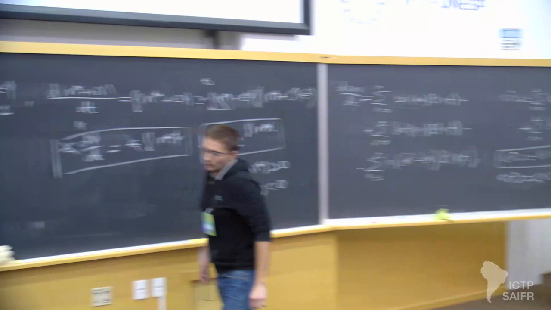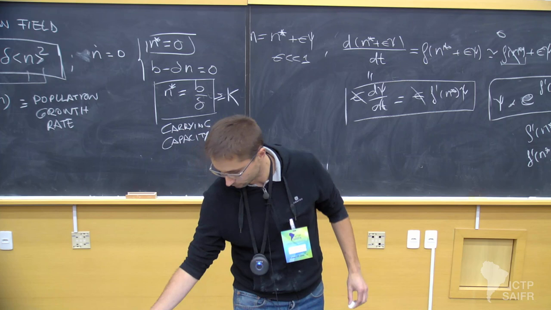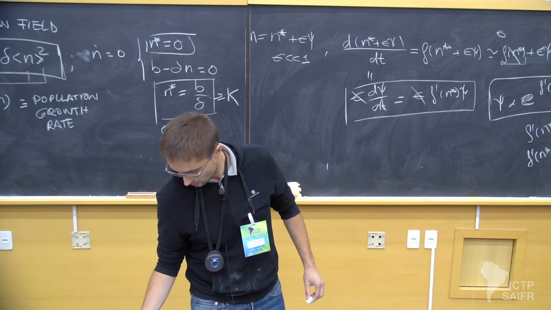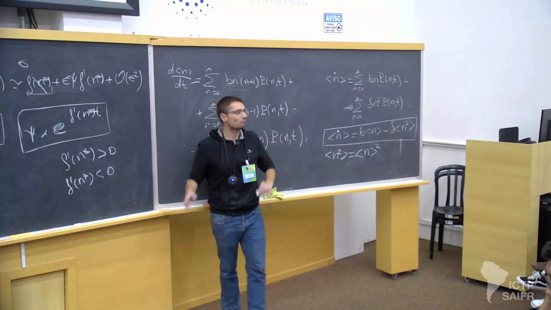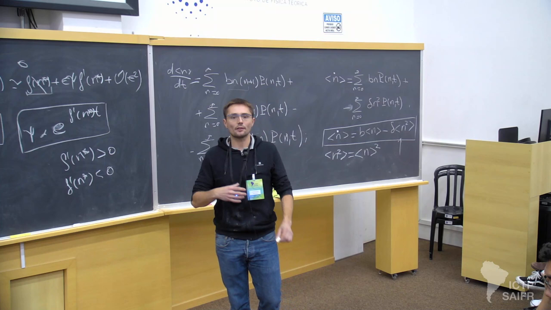And just to finish with this analysis, so this has been, in principle, easy, right? We solve the fixed points. We do some linear stability analysis. We see whether this is going to one side or the other.